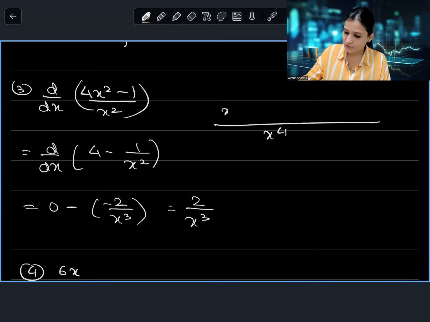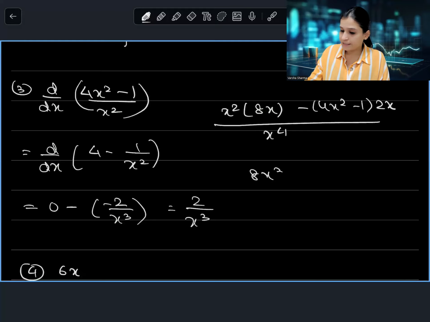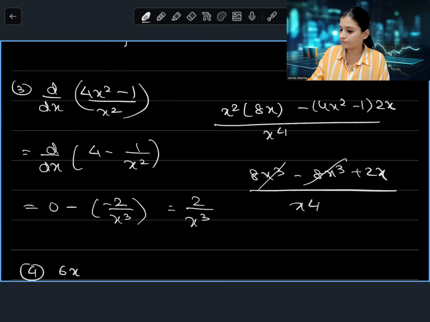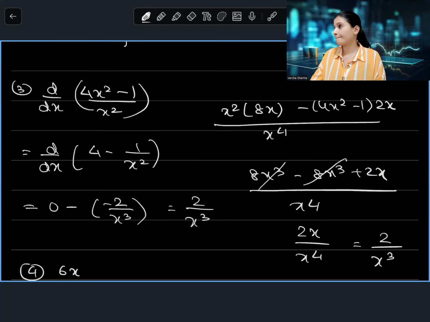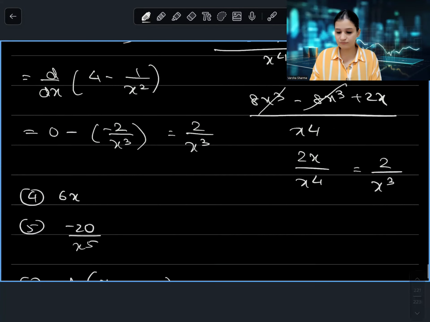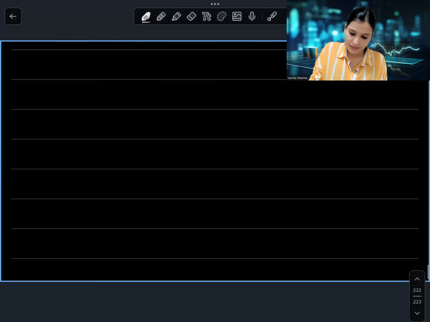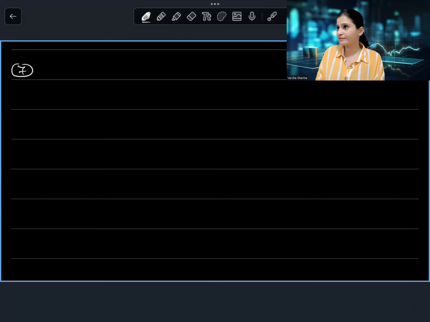x power 4, x square, 8x, 4x square minus 1 into 2x. 8x cube minus 8x cube plus 2x upon x power 4. Guys, this time you are able to do the differentiation sums. Yes, ma'am. 7. We are still a long way from 12. We are very much in 11 now.